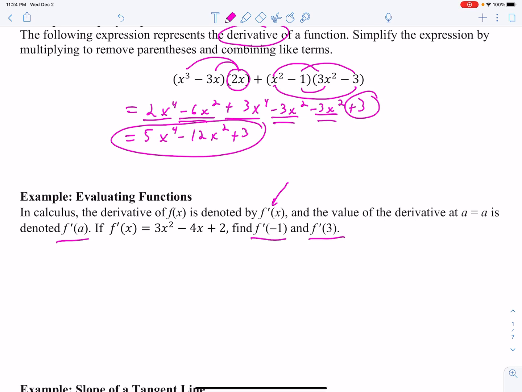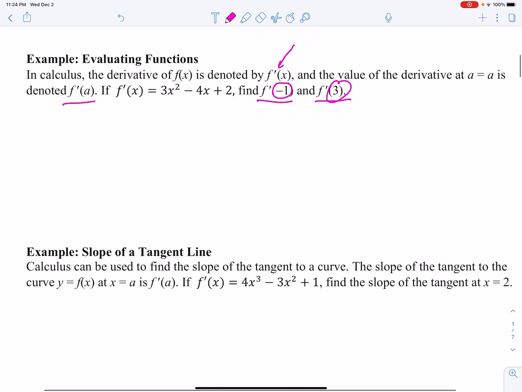So it works just like you've done before in your function notation. This simply means take the function, plug in a negative 1 wherever you see an x. Use parentheses appropriately. And this one here, plug in a 3 wherever you see an x. Use parentheses appropriately. Okay, so let's do those here. So we're going to do f prime of negative 1. So we're going to replace all the x's with a negative 1. Notice my use of parentheses. And equal signs here.